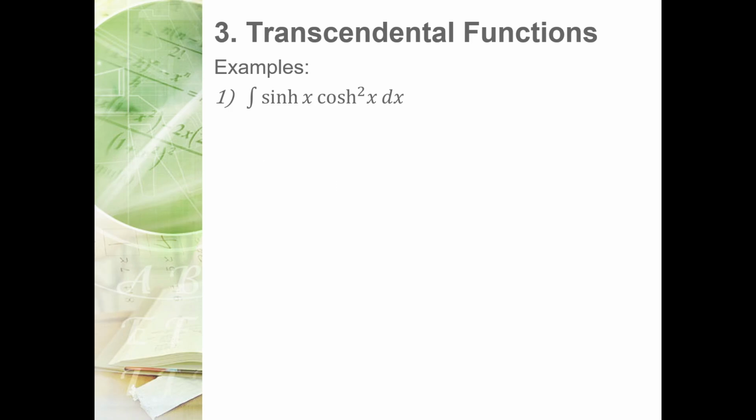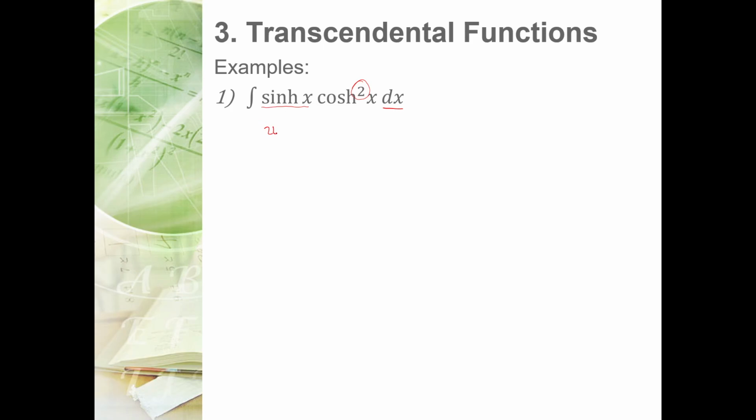Okay, so starting with the first one, we have the integral of hyperbolic sine x times hyperbolic cosine squared x dx. Again, don't make your lives complicated. This one is just an easy problem. Since the cosine is squared and we also have sine dx, we can just use the u-substitution technique.